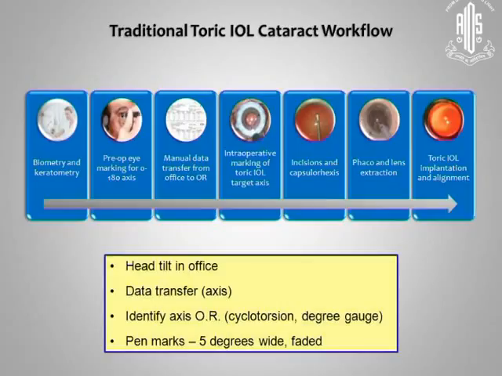Then we have to transfer the axis, so 155-degree axis, or was it 55 degrees? Well, it makes a difference. You just drop the 1. And then we have to find 180. We have to worry about cyclotorsion, and then my pen marks. I have the same problem. Sometimes I get a nice little precise mark, and sometimes it bleeds, and sometimes it fades.